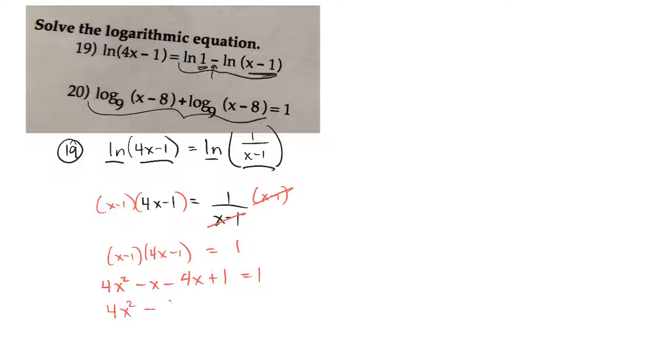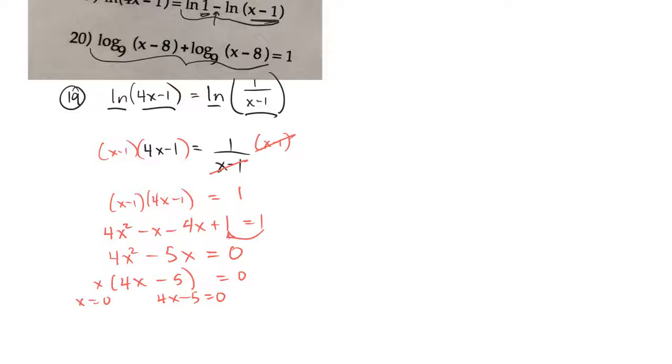Collect like terms. If I bring this one over here, it'll subtract, it'll just cancel that. So that's equal to 0. Then let's factor an x out. So x times 4x minus 5 is equal to 0. So either x equals 0 or 4x minus 5 is equal to 0. On the 4x minus 5, I'll take the 5 over to the other side and add it, and then divide both sides by 4. So x is going to be equal to 5 over 4.